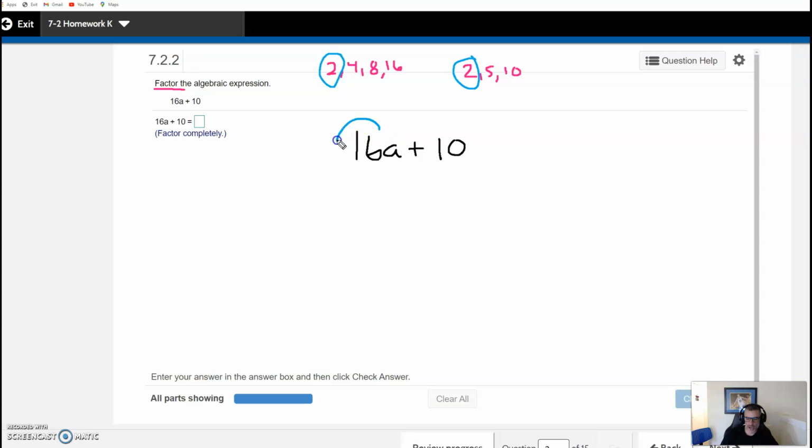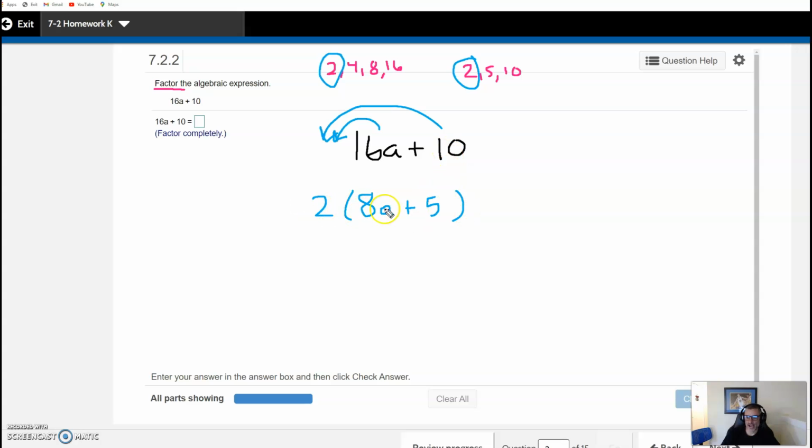So it's almost like I'm doing my arrows in reverse, right? I'm going to pull out a 2, and then I put some parentheses here, and I say, okay, 2 times what will give me 16a? The easiest way to think about it is 2 times what will give me 16? 8. And then we're talking a's, right? So 2 times 8a, if I have a pile of 8 a's, and then I have 2 of those, well, now I have 16 a's. Plus 2 times what gets me to 10? Well, that would be 5.